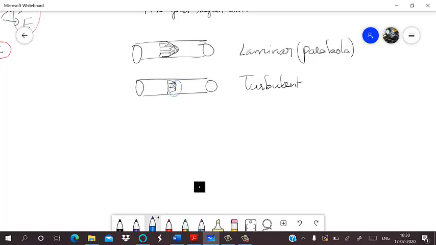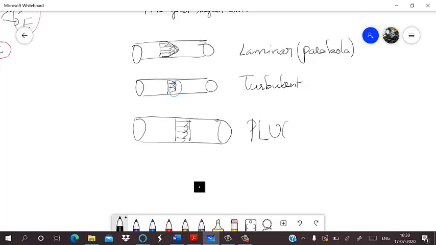Imagine increasing the velocity. I mean, it's just imagination. We are still in the fantasy world. We are still increasing the velocity to a limit until it reaches something like this. It's the flattest possible configuration, and this is what we call plug flow. So remember, plug flow is a point where the velocity is very high.